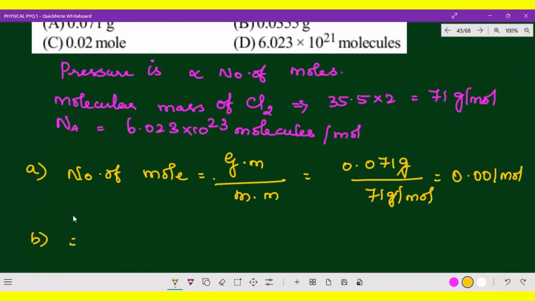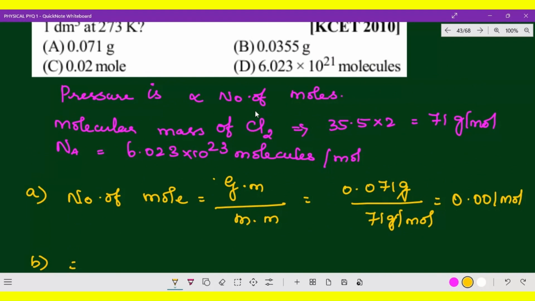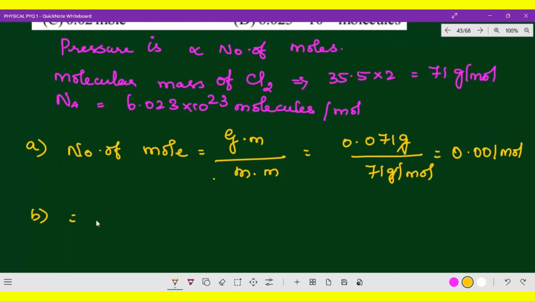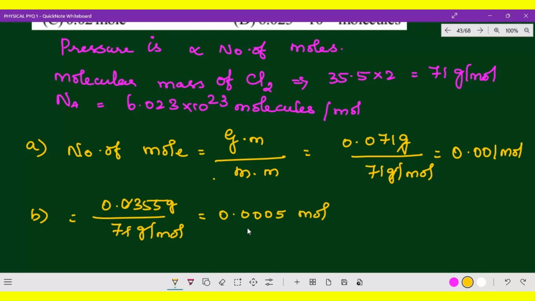And option B, what they have mentioned here is 0.0355. So here it is 0.0355 divided by 71 gram per mole. Here also gram, right? So what is the answer you'll be getting when you calculate? 35 is there, no? So naturally 0.0005 mole, right? So this is option B.